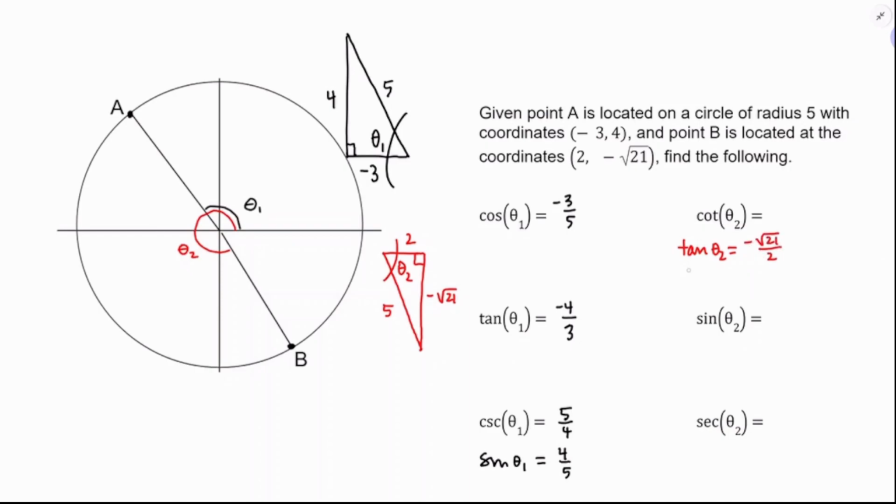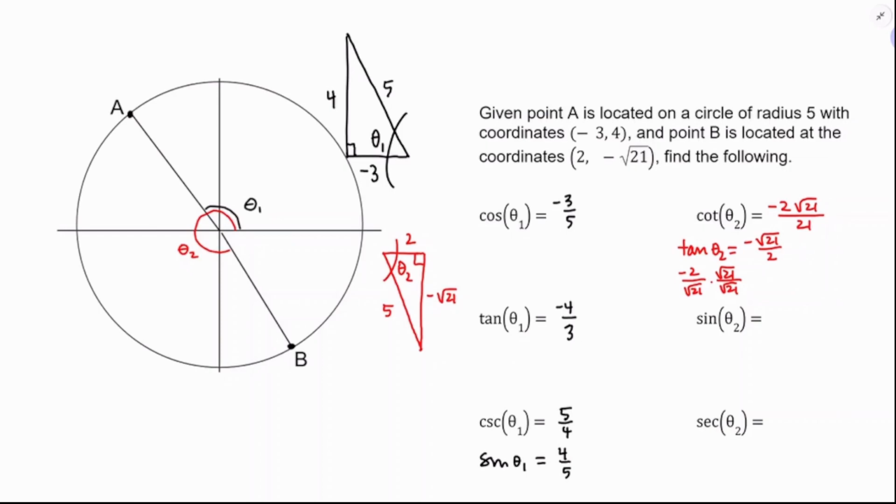Okay, so if I flip that, I'd have negative 2 over the square root of 21. 21 is not going to be reducible because the only factors I can think of are 7 and 3, and neither of those are a perfect square. So I'd multiply by root 21 over root 21, and I'd get negative 2 square root of 21 all divided by 21.